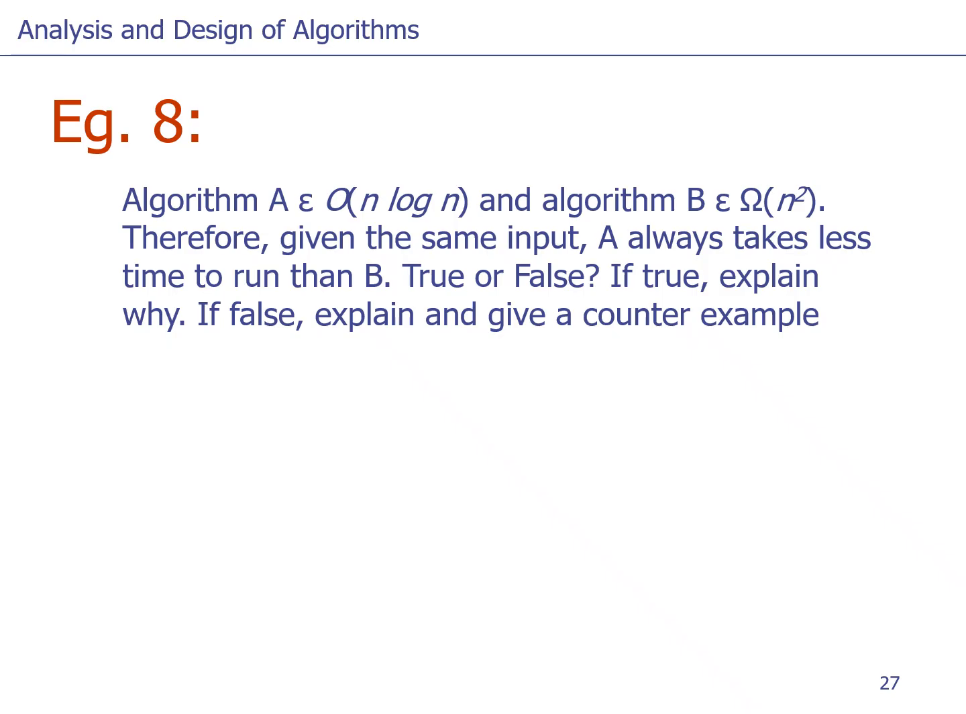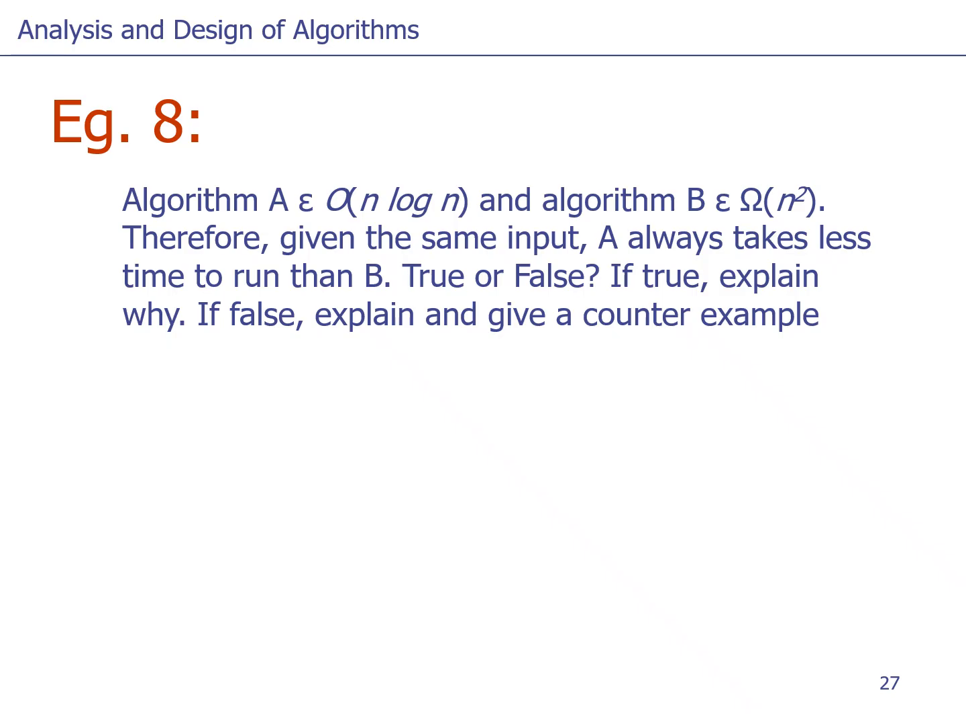Now let me read the second line. It says, therefore, given the same input, A always takes less time to run than B. Is that true or false? Let me read this again. If I provide the same input to A, if it performs in its worst case, it's going to be n log n. And if it performs with that input in its best case, it's going to be something else, I don't know. So it's going to be better than n log n.